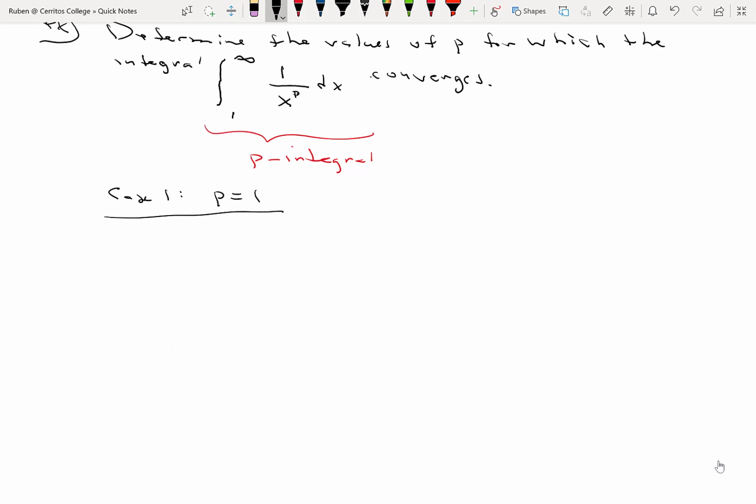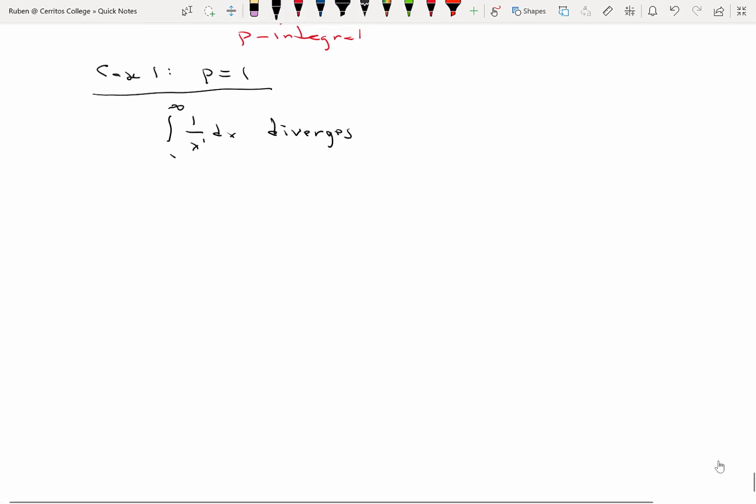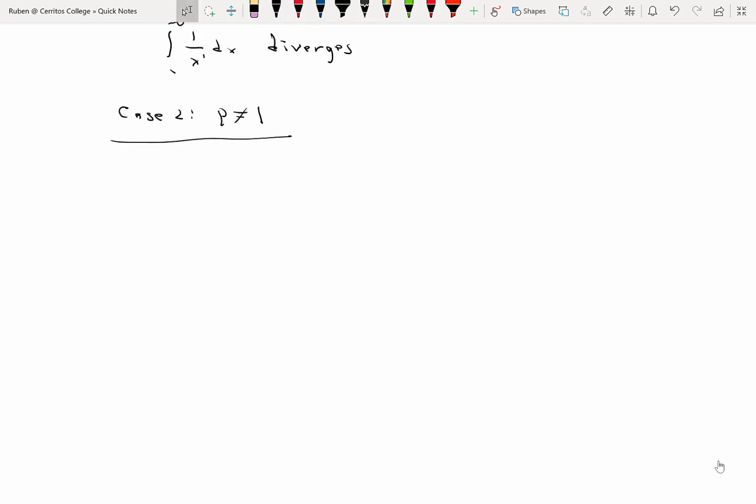So let's say case 1, p equals 1. If p equals 1, we're looking at the integral of 1 over x to the first, dx, from 1 to infinity, and this integral diverges. We showed it about 10-15 minutes ago. So that takes care of one of the two cases. Case 2 is going to take us quite a bit more. Let's assume that p, the exponent in that integral, is not equal to 1. Okay, so let's go for it.